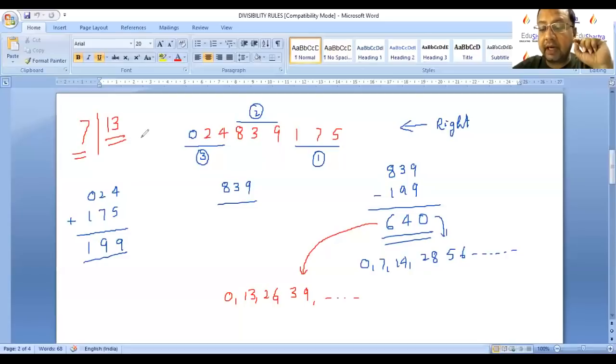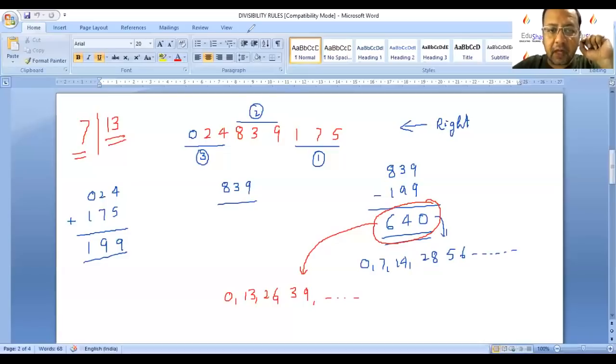The change is at the last step when you are getting this difference. If this difference is a proper multiple of 7, then the number will be divisible by 7. Or if this is a multiple of 13, then the number will be divisible by 13, and so on, right? So the difference can be 0, 7, 14, 28, 56 or some number for 7. Similarly for 13, this can be 0, 13, 26, 39, and so on, right? Then all these numbers are divisible by 7 or 13 respectively, right?